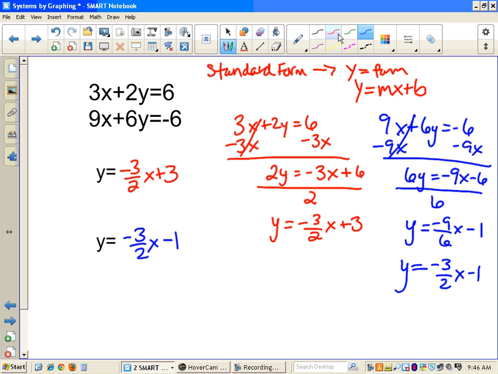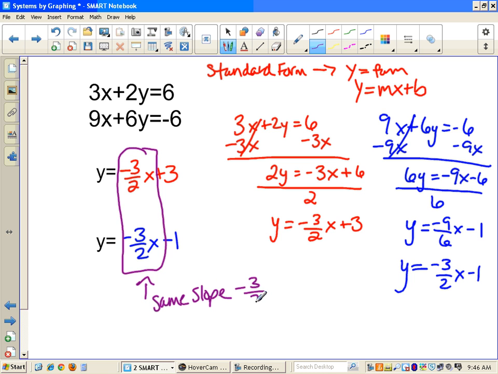So hopefully you're saying, oh, looky, looky, right? They both have the same slope of negative 3 halves. So that when you graph these, which we'll look at on the next page, their lines are going to be parallel.